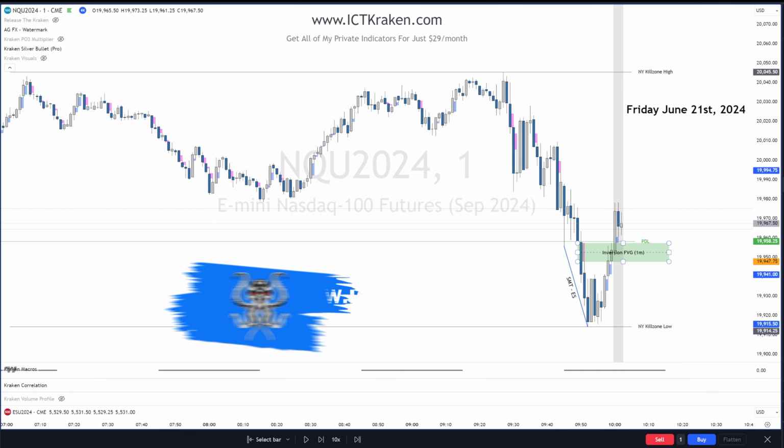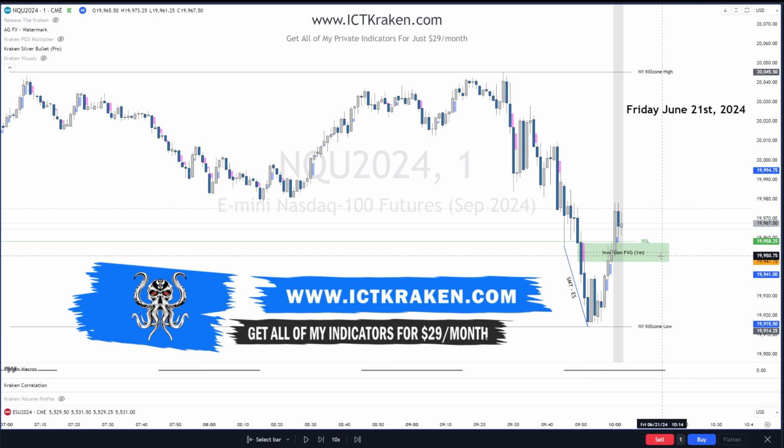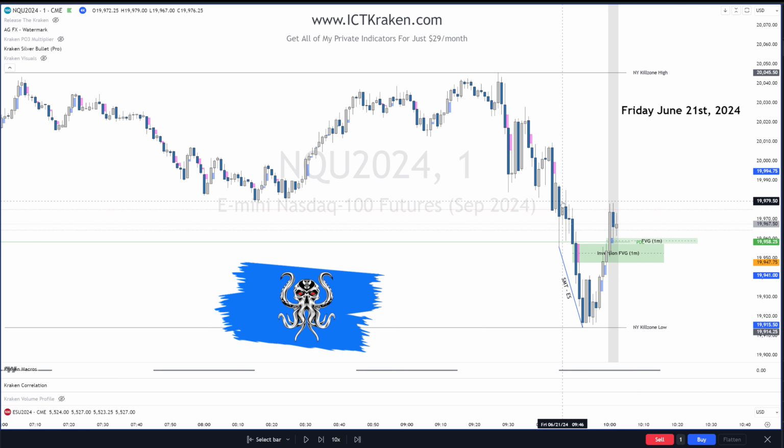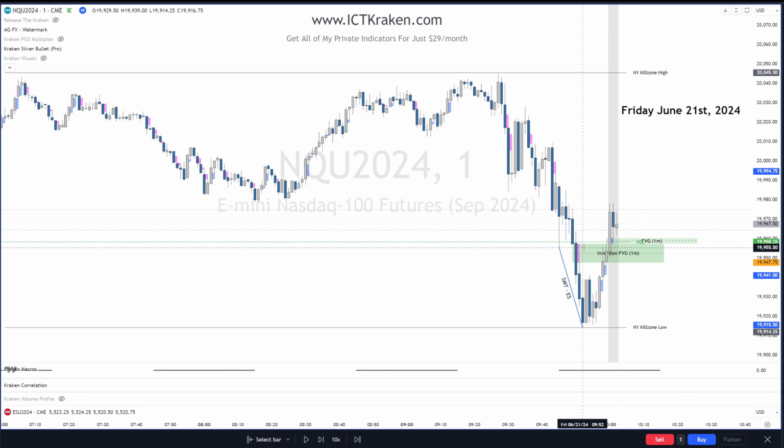What else do we have here? We have an inversion fair value gap right here. We have a fair value gap right there. Now, I like market structure shift, but I will take an inversion as a market structure shift as well. So if it comes back in here, I'll take a trade. I'll enter off that, especially if it kind of comes into the inversion at all. Okay, so I prefer it come down into the inversion, not just the fair value gap, but this inversion may hold price.